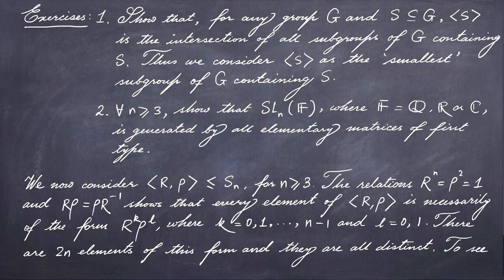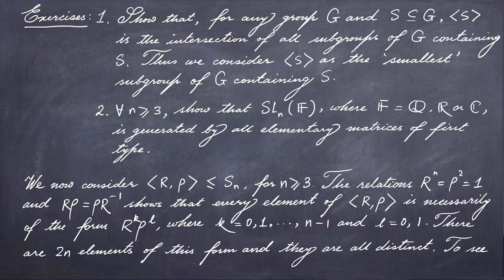It could be the case that two infinite subgroups, though one is contained in the other, might have the same cardinality. So here smallest means in the sense of containment. What this means is, if a subgroup of G contains S, then that subgroup must contain the subgroup generated by S as well.